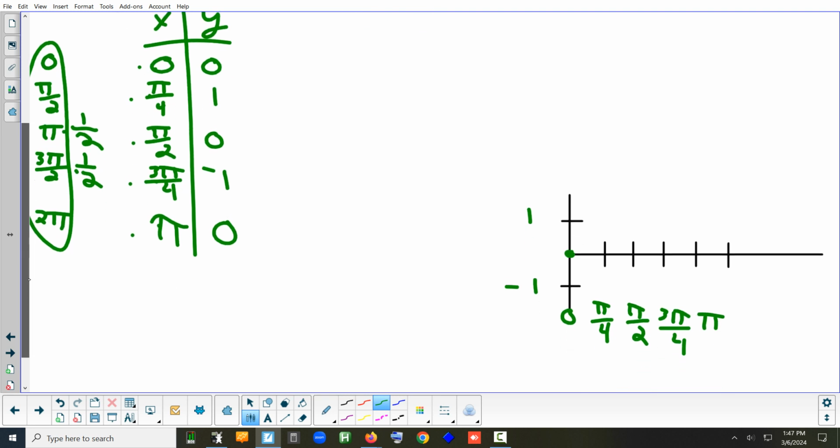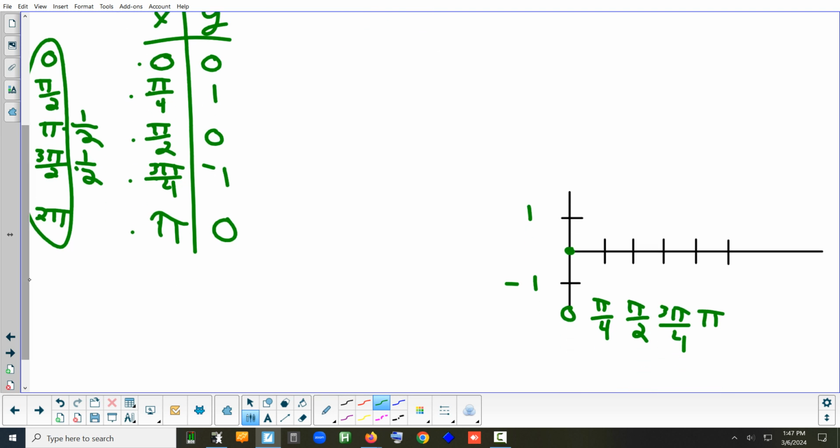So we got 0, 0, pi over 4, 1, 0, -1, back to 0. And that's your graph. Now, it doesn't look any different than the graphs I did all week.